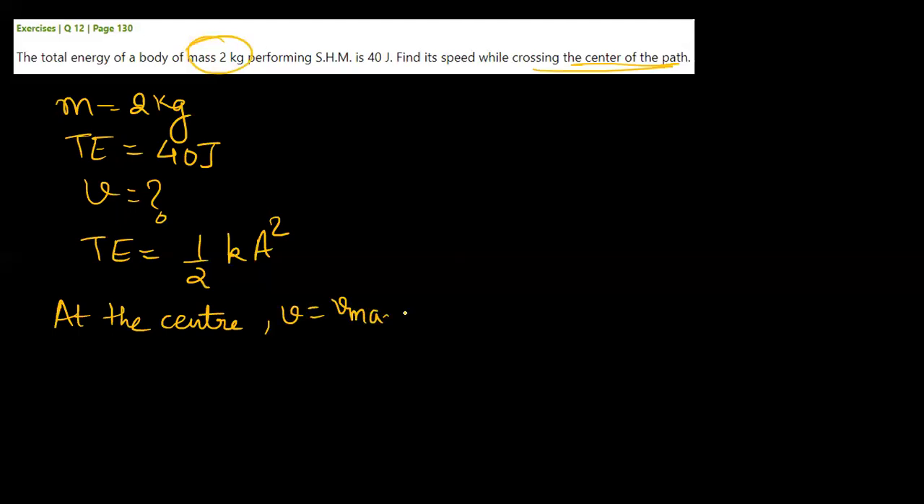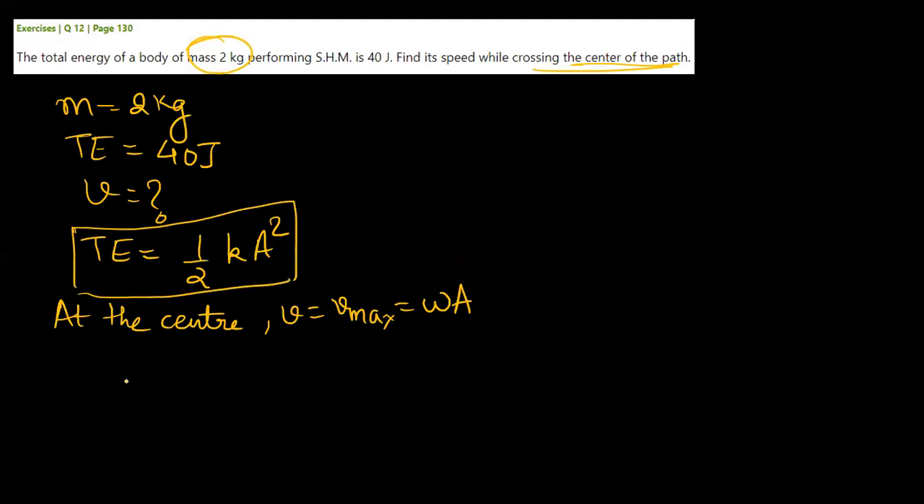So we know total energy is equal to half k a square. Now at the center, this is very important. At the center, velocity is maximum. So at the center, v is equal to v max. That is given by omega a, right? So what can I do? I can reopen this formula. I can again open k.